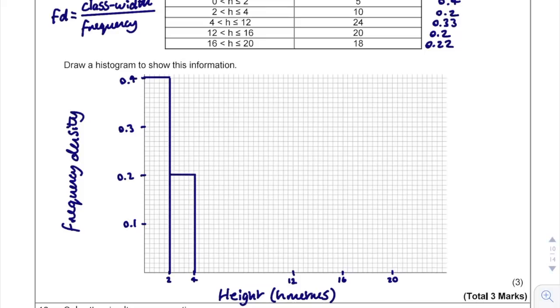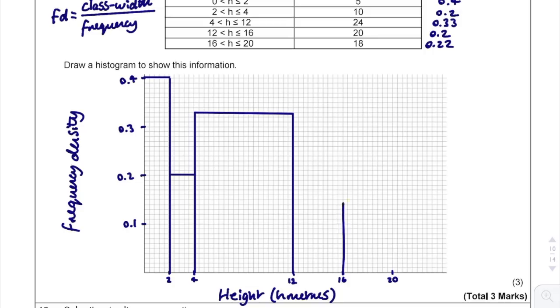So that's going to be like that. And then the next one has a height of 8 meters and a frequency density of 0.33. So 0.33 brings us up to here. If I do the same for this one, okay, so that's there, and then I can just connect these. And then the next one has a height of 4 meters and a frequency density of 0.2.